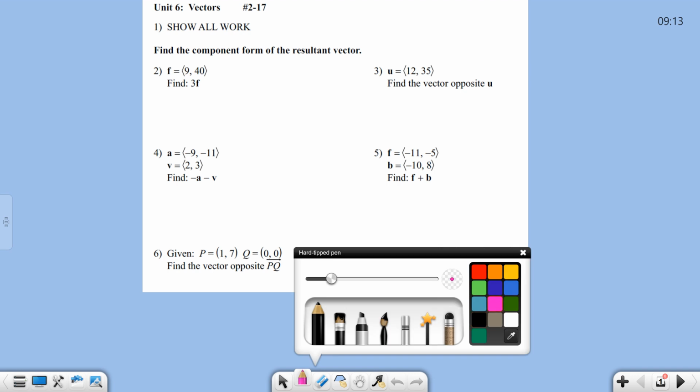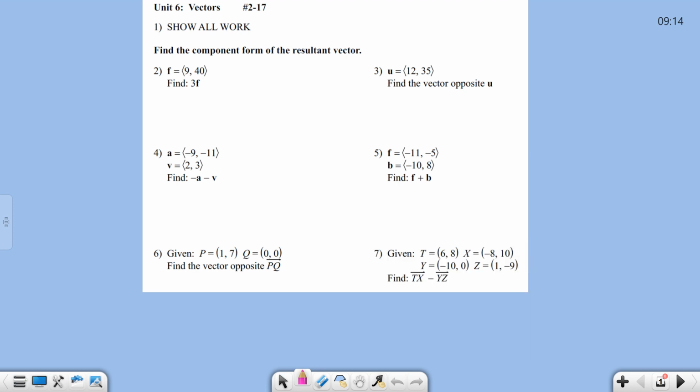So here we go. Starting with Unit 6, we did vectors, and remember a vector has a magnitude and a direction. So we're going to look at both the distance, which is a radius of a right triangle, and the angle, which we typically use tangent inverse to get that value. So a couple of things.